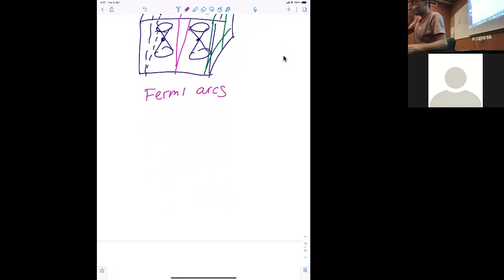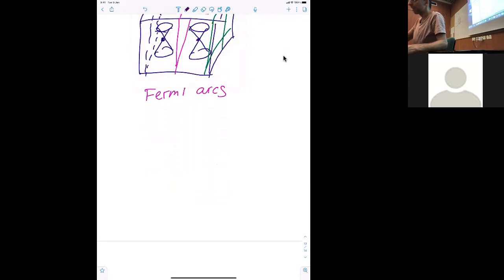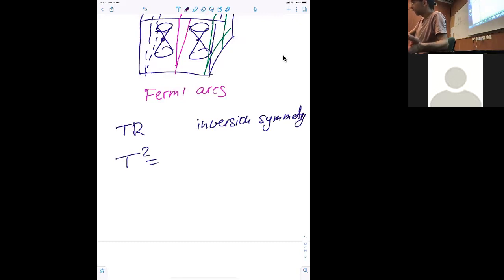Now let us discuss why Weyl nodes come in pairs, and this has to do with a combination of two symmetries. One is time reversal symmetry, and another is inversion symmetry. Right. So time reversal symmetry for spinful electrons means that there is an operator, which we call the time reversal operator, that squares to -1.